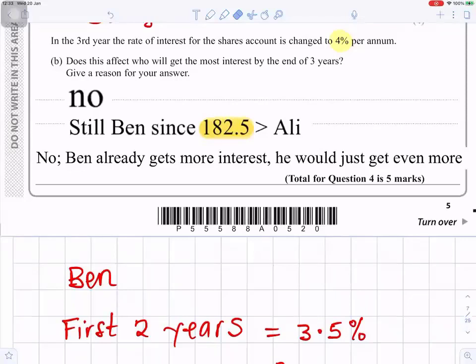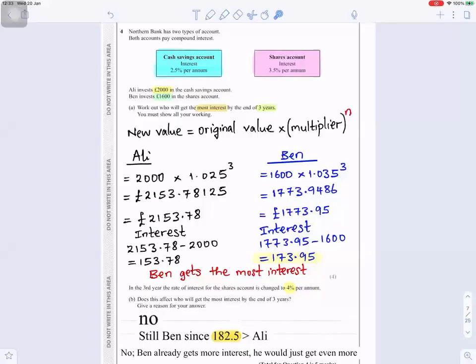So does this affect who will get the most interest? No, it's still Ben, because £182.50 is still bigger than what Ali gets. So Ben already gets more interest. He will even get more because the value will increase. So that's the complete answer for question 4.